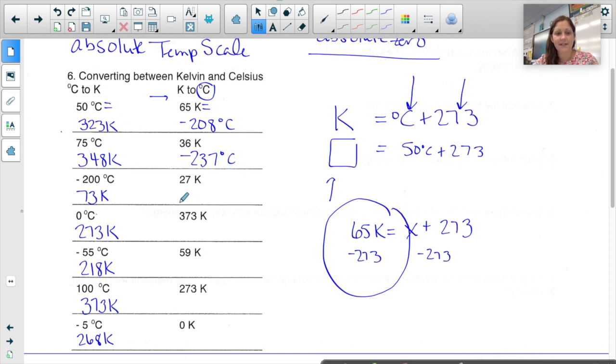27 kelvins is negative 246 degrees Celsius. 373 kelvins is 100 degrees Celsius. 59 kelvins is negative 214 degrees Celsius. 273 Kelvin is 0 degrees Celsius. And 0 Kelvin, remember this is our absolute zero, is negative 273 degrees Celsius. So for this portion of AIM number 2, we just did some temperature conversions and talked about temperature. Now we're going to move on to calorimetry.